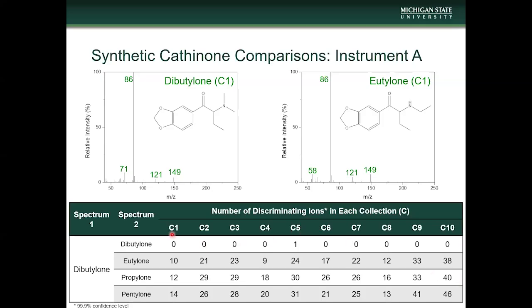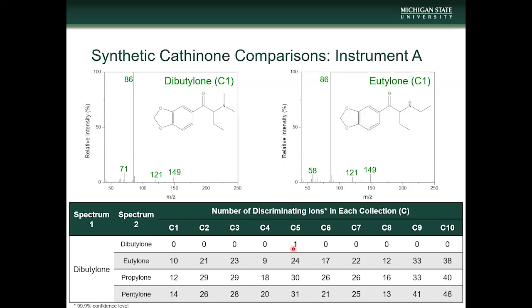So in the table here along the top, C1 to C10 just represents the 10 different spectral collections. So again, if I'm looking at dibutylone compared to itself and then the other 3 cathinones, first of all, dibutylone compared to dibutylone: for 9 out of our 10 collections, we had 0 discriminating ions, so association of corresponding spectra, as we might expect. However, there was one collection, collection 5, where we had 1 discriminating ion. So this is actually a false discrimination. We expect spectra of dibutylone to be associated.